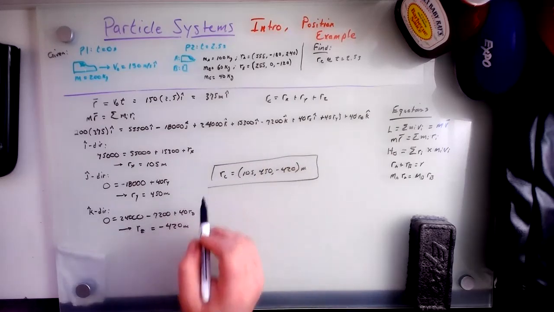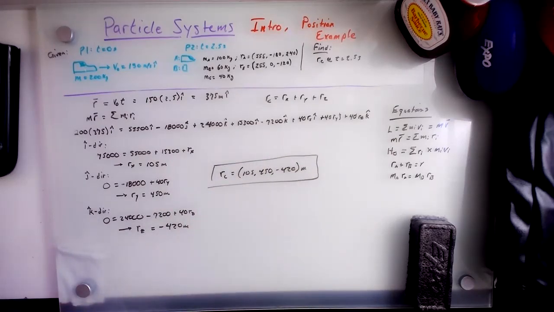So in general, we're going to use conservation strategies: conservation of momentum, both linear and angular, and generally those conservations will be in terms of position and velocity. In the next example, we'll start thinking about angular momentum.